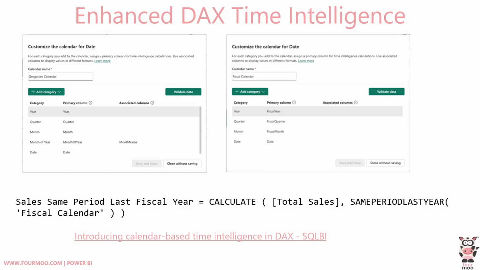What you do here with the DAX time intelligence is, by creating the different calendars, you don't actually have to go and try to figure out how to create time intelligence, which in the past was quite a challenge. As you can see in the piece of code there, when I want the same period for the last fiscal year, I can still use my same period last year, and all I've got to do is point it to which calendar I want this applied to. So I just apply it to my fiscal calendar, and automatically it will apply that.